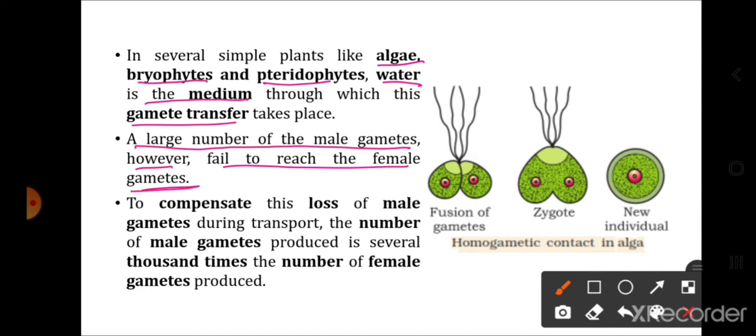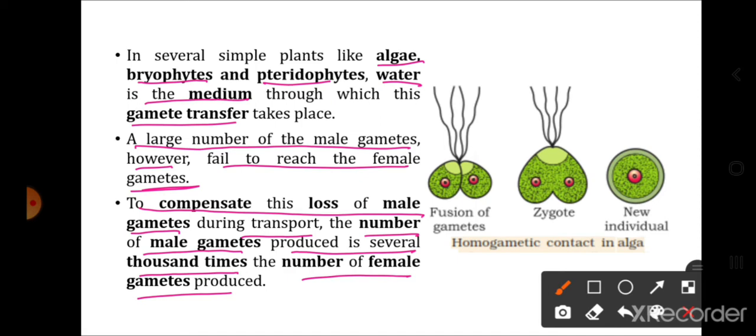A very important thing occurring here is that the male gametes, though motile, the majority of them fail to reach the female gamete. To compensate for this loss of the male gametes, a large number of male gametes are produced. You can say the number of male gametes produced will be 1000 times the number of the female gametes produced. So to compensate for this loss of the male gametes during the transport, the number of male gametes produced is several thousand times the number of the female gametes produced.